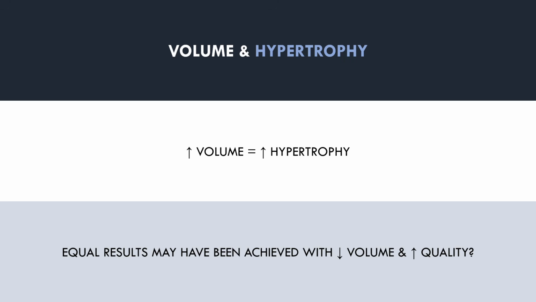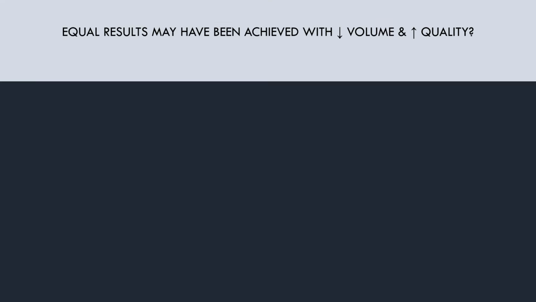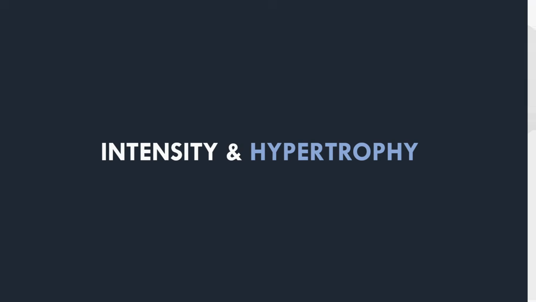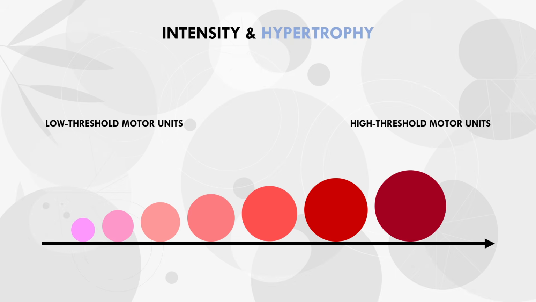If a lifter was to perform one of the lower volume training protocols with longer rest and a focus on quality, then maybe they would have gotten equal results to the high volume group while performing less volume with greater intensity. This is potentially true when we look at the influence of intensity on hypertrophy gains. It generally seems that training closer to failure is slightly more hypertrophic compared with training further from failure.